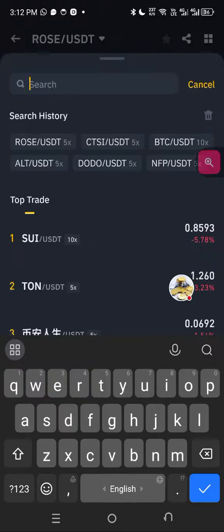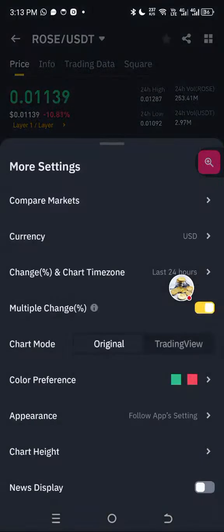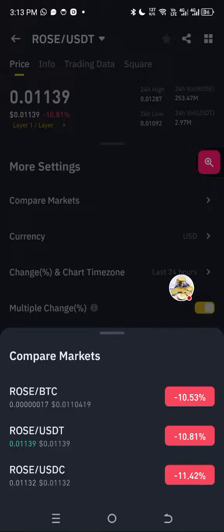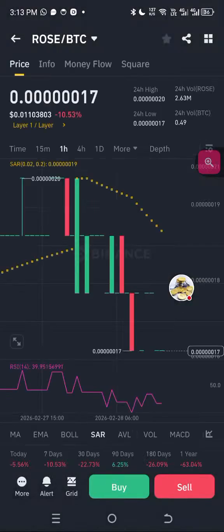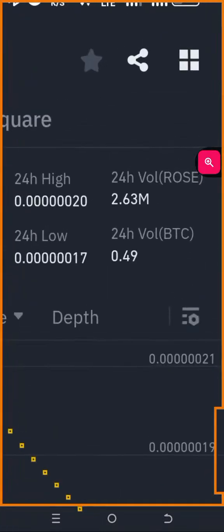Let me show you. Let me go back to the compare market. If I go to Rose BTC, you will see the difference. We saw 2.9 million. Look at the volume. It's 0.49 BTC. 1 BTC is 60 something thousand. This is less than half, which means the entire volume is just about $30,000. Do you understand what I'm saying here? Do you get it? If you get it, say yes in the comments. Can you see that the entire BTC volume of Rose BTC is just 0.49, less than 1 BTC?